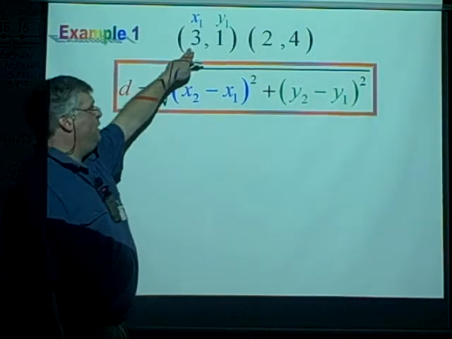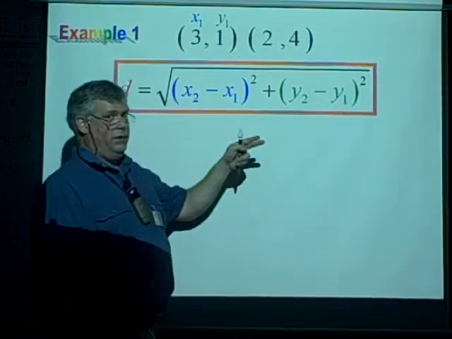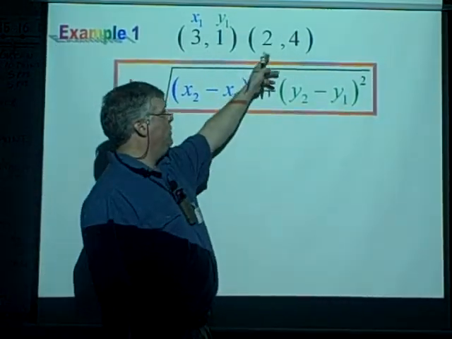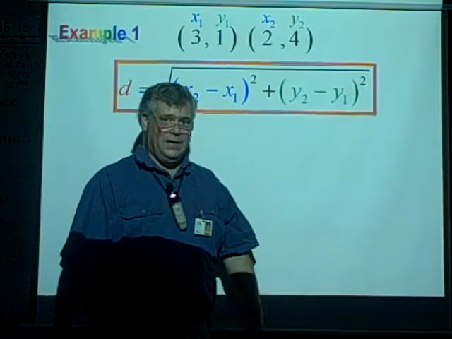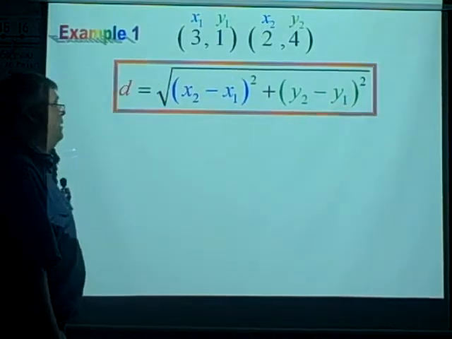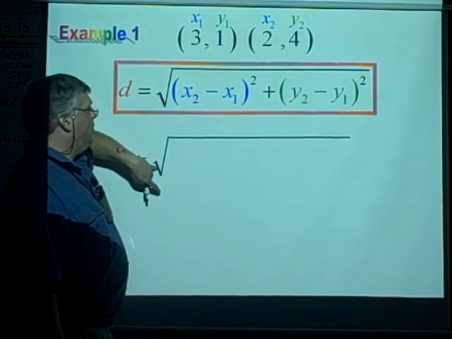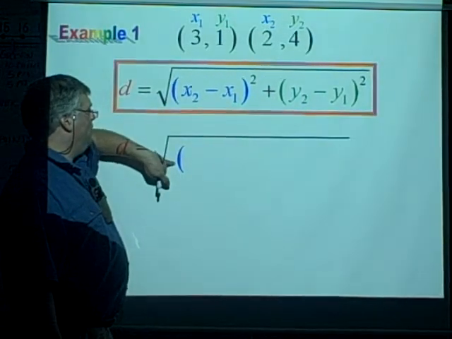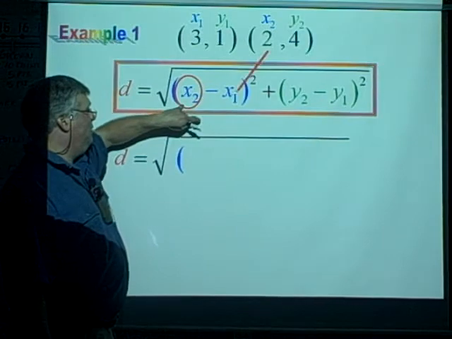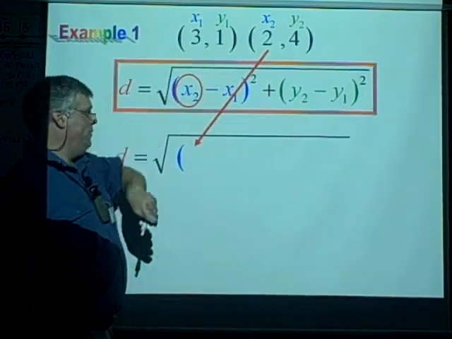We're going to call this x1, this y1, because they're the first point we see, and this x2 and that y2, because it's the second point we see. Now, we go to plug it in. We've got to have that square root there, open parentheses. We replace this x2 with that value.